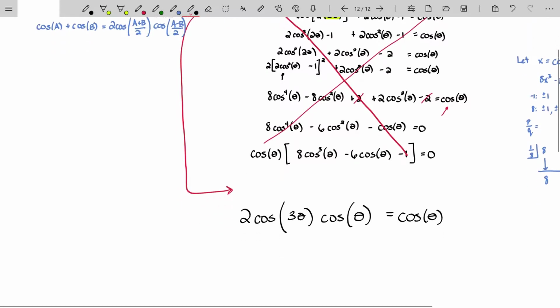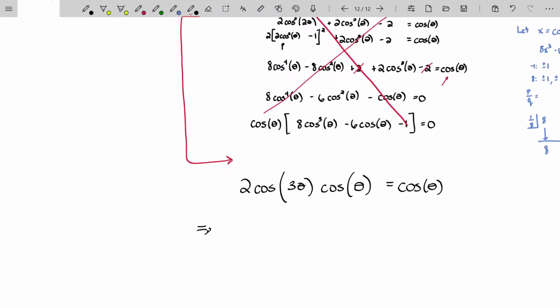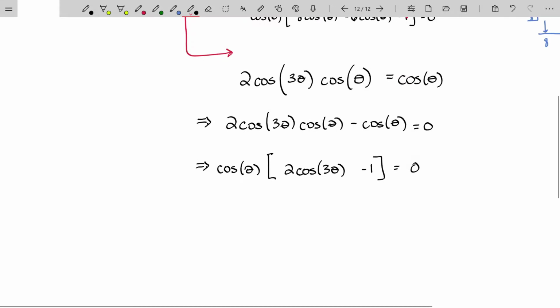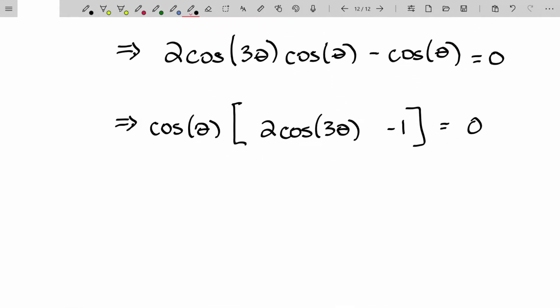Now look how nice that is, because we can actually move everything over to the left-hand side. So we subtract cosine of theta from both sides. And you can see both of these terms have a cosine of theta in common. And that would be cosine theta times twice cosine of 3 theta minus 1, equals 0. And so this is now somewhat easily solvable, right? We have the cosine of theta is equal to 0.